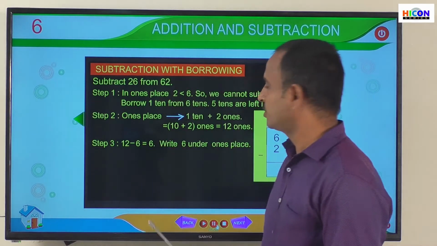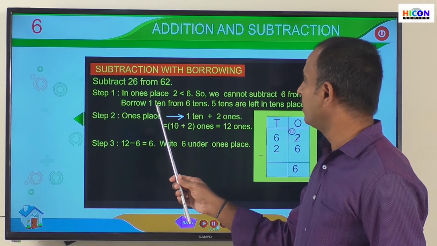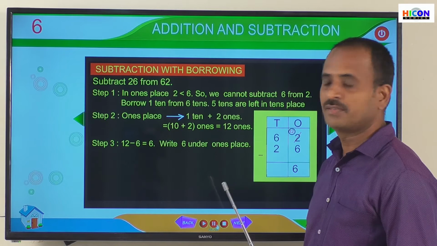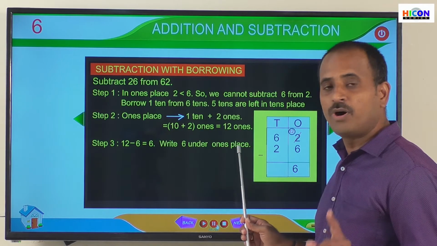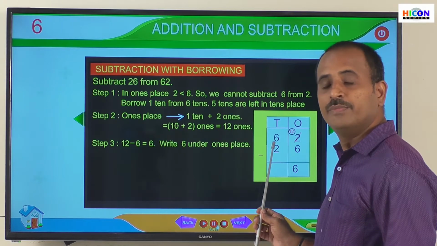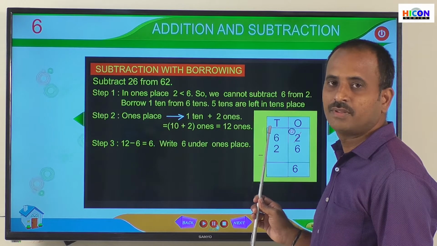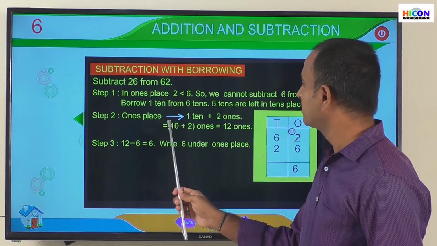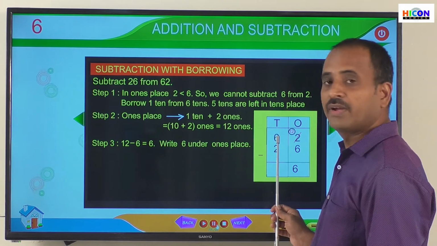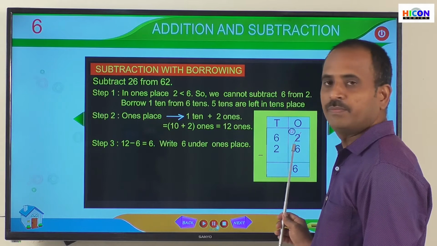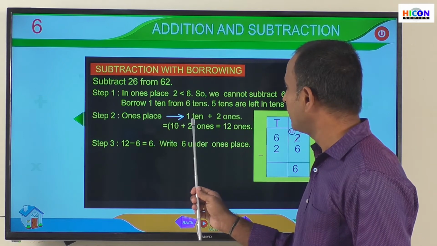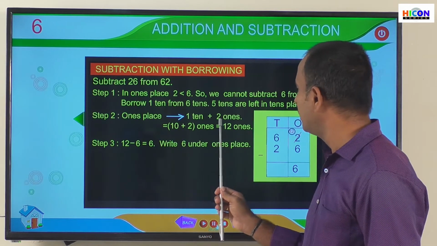Children, see step 2 here. Borrow 1 ten from 6 tens. So 5 tens are left in the tens place. Here there are 6 tens, and borrowing 1 ten from the 6 tens, how many tens will remain? There will be 5 tens remaining. Next, in the ones place it is 1 ten plus 2 ones. Now we have carried this 1 ten to the ones place. That is 1 ten plus 2 ones. That becomes 1 ten, which means 10 ones, and there are already 2 ones.